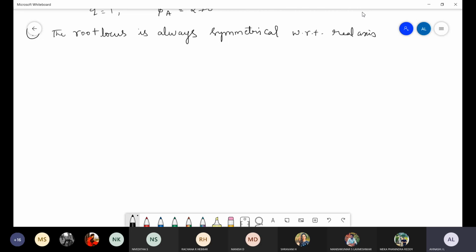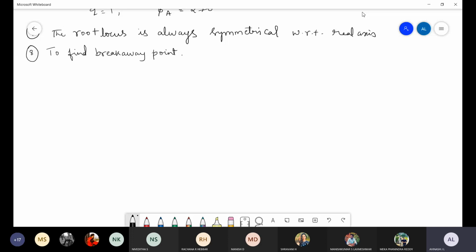Okay, so now we'll go to the next step, that is step number 8. We can make a note of this one. You can write it, step number 8. In step number 8, we will find the breakaway point. So you can write that: to find breakaway point. So this is step number 8.